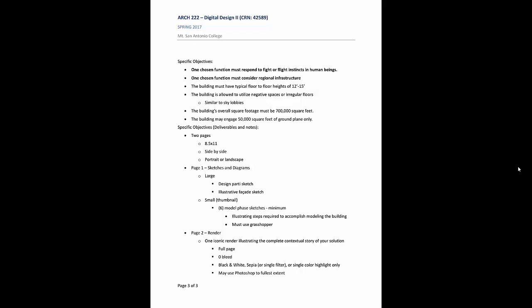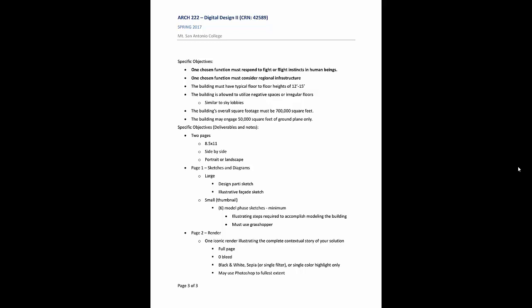Okay? Where we're going to start is diagramming. Is that clear? All right. Now, the specific objectives, which are your deliverables, that's this. You're going to need a 2-page document, 8.5 by 11. Depending on what kind of building you develop, it could be either portrait or landscape. You're really just going to need 1 sheet of sketches and diagrams and another sheet of your rendering. That's it. It's just 1 rendering and then sketches and diagrams. Not too hard, right?